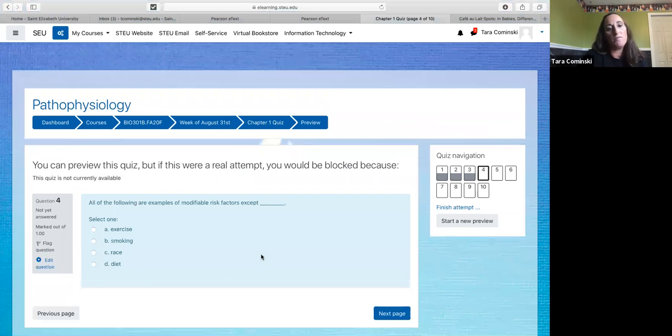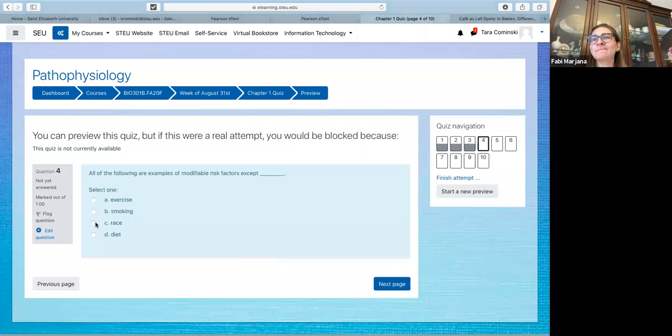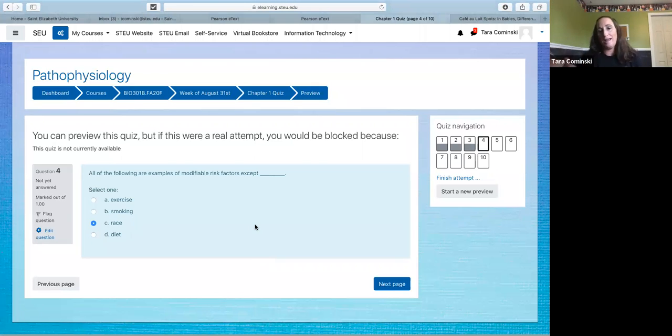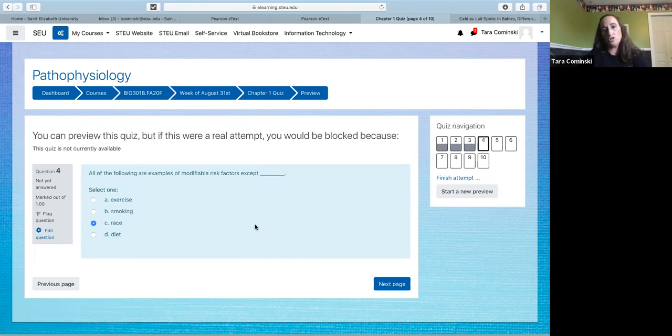All the following are examples of modifiable risk factors except what? Race. Yeah. And again, if you're going to distinguish between modifiable and non-modifiable, how would you explain the difference? One is changeable and the other one is non-changeable. Good. One you can change on your own, you have the ability to change, and the other you don't. I think we also talked about examples where maybe diet isn't necessarily modifiable by the patient, or it's not very easy to modify.